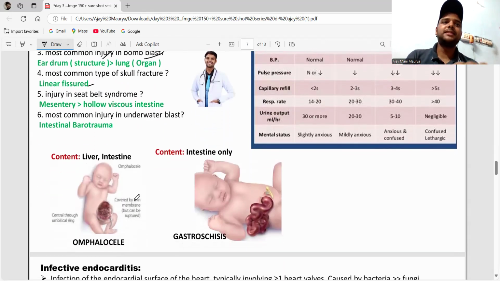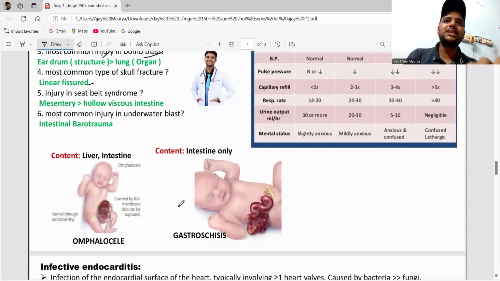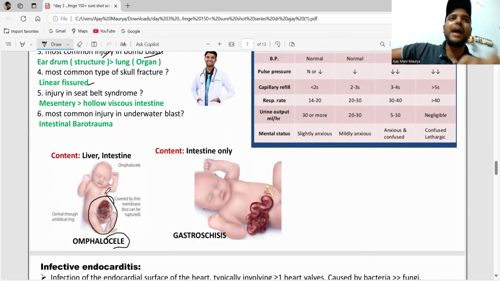Remember here, guys, this is the omphalocele and this is the gastroschisis. How are we going to remember it? Omphalocele, sealed. Omphalocele means what? Packed. All the herniated structures are packed, sealed with the sac, covered with the sac. What is the content? In omphalocele there is a double L: liver, liver, and the intestinal content.